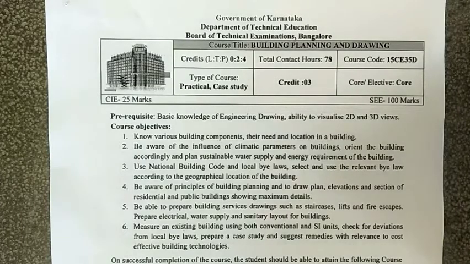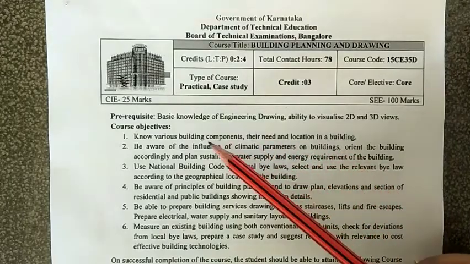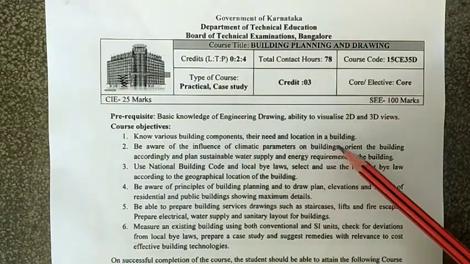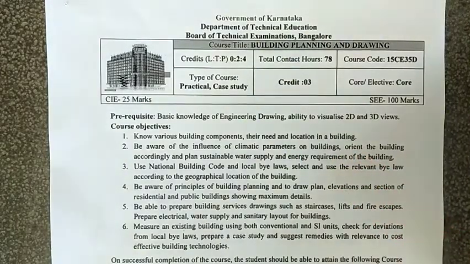Right, now coming down to the course objective of this subject. After studying BPD, that is Building Planning and Drawing, students, you will be able to understand the different building components, their need and location in a building. That is, in a building, which are the different component parts from the substructure till the superstructure. So if there is a building, what are the different parts in this building? You will be studying it in detail.